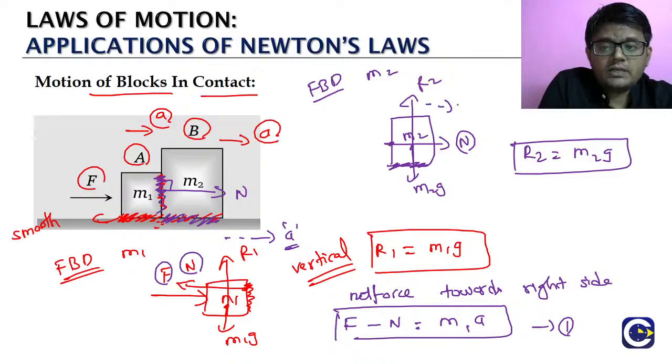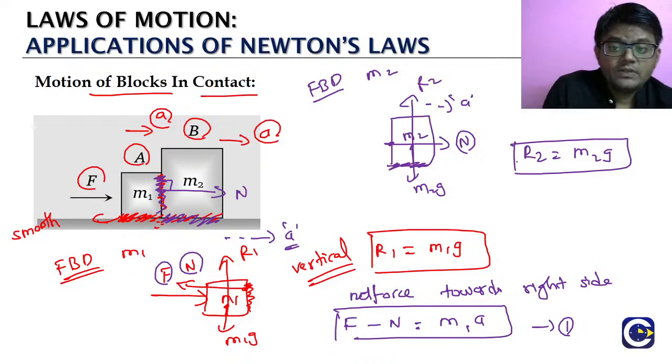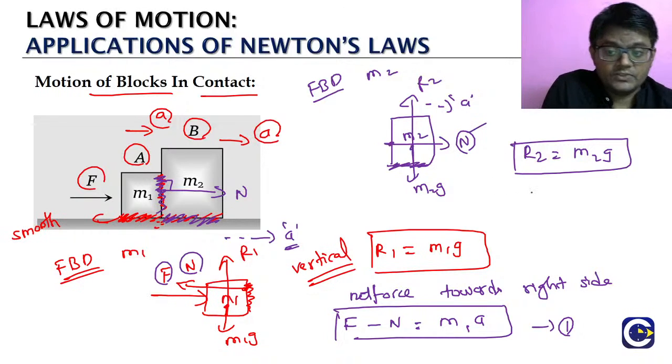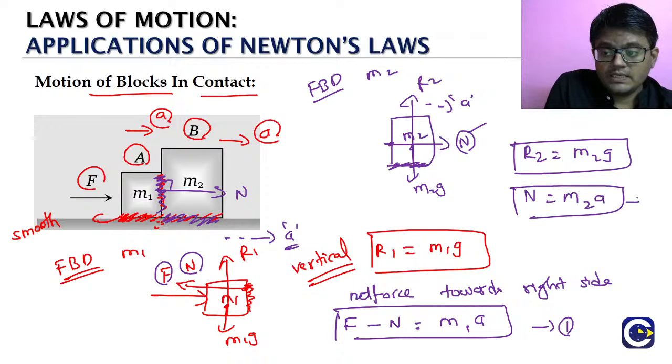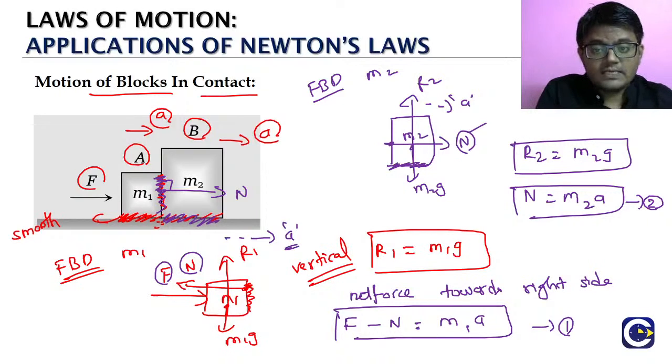The block M2 is also going towards the right side with acceleration A. Only one force is there towards the right side, which is the normal reaction N. So the normal reaction N, which is the only force, will be equal to M2 into A. Okay, so this is our equation 2. We are looking at solving for the acceleration value.